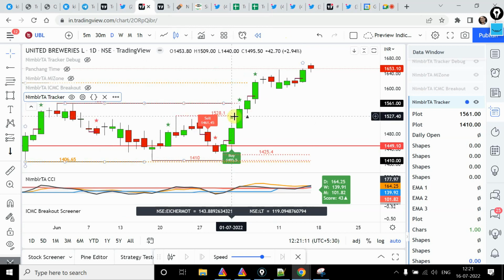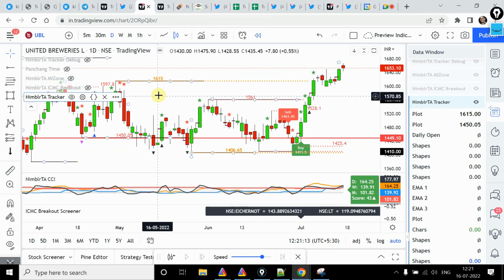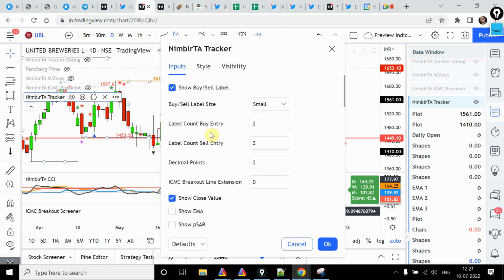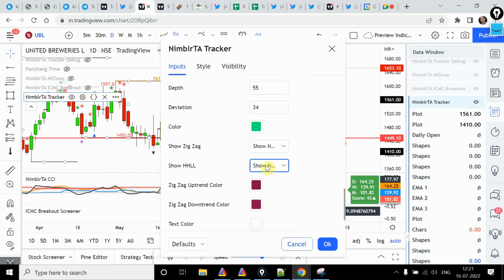There's a triangle arrow because it has crossed on this level. So these levels are easily marked over here. If you want zigzag, we can just go to this setting and mark it further.